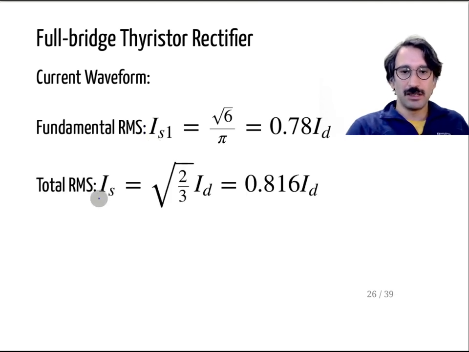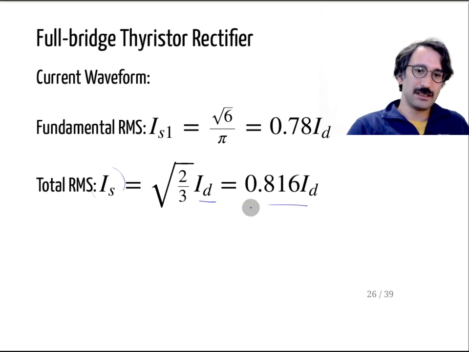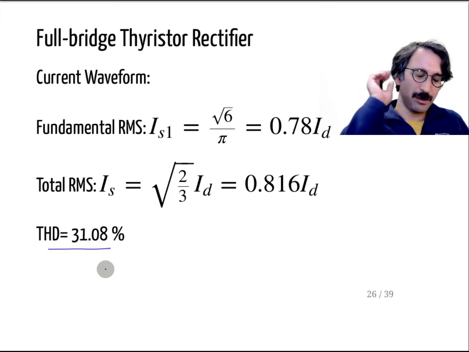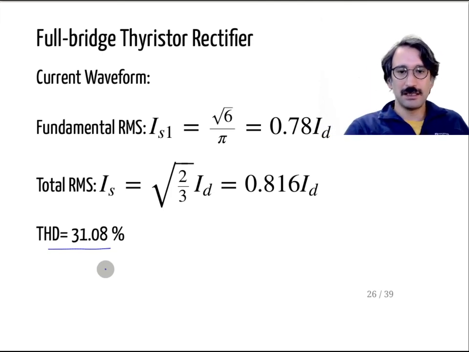And actually if you calculate the total RMS, it is going to be square root of 2 divided by 3 times ID. And of course you can calculate the THD respectively. Please do it yourself as an exercise. So you calculate it as around 31% THD. So it is lower than a pure square waveform, where we had 48% THD. In this one I have a 31% THD.